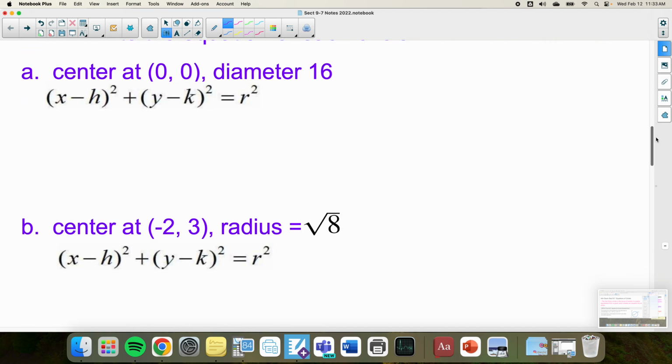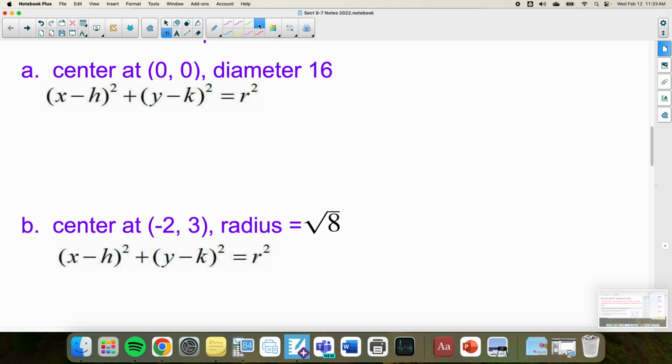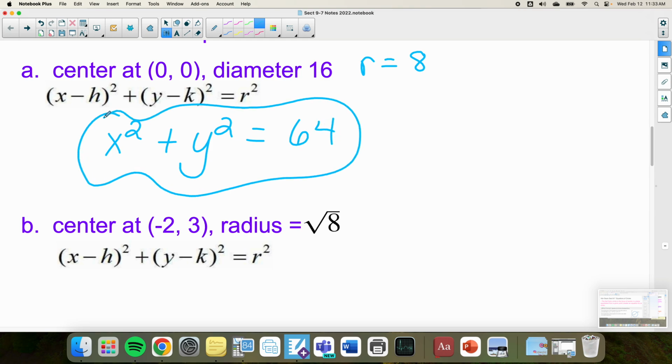Now, let's go here and let's try these. First of all, we don't want the diameter, we want the radius. So do you guys know if the diameter is 16, what's our radius? 8, right? Half of 16. Now when it's 0, 0, like I said, I don't do the parentheses squared, so I would just say x squared plus y squared equals, what do you think it would equal? 8 squared, which is 64. So you'd actually square it, and that would be your equation.